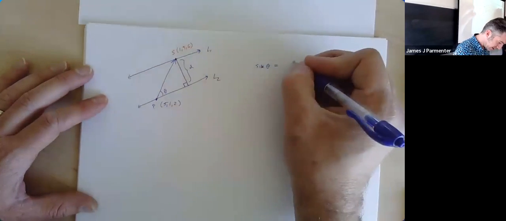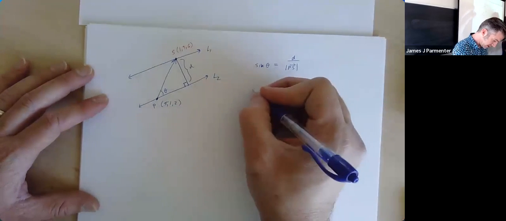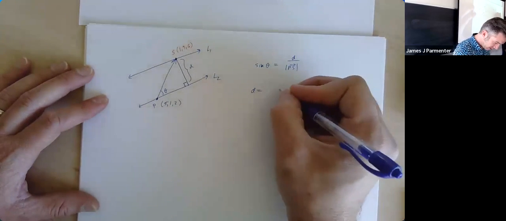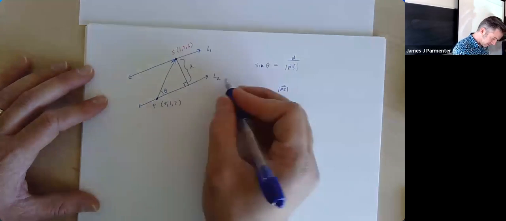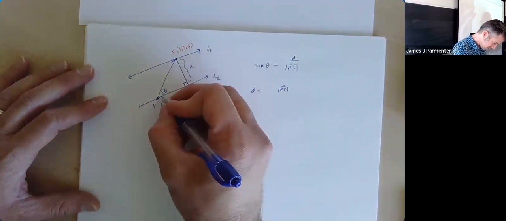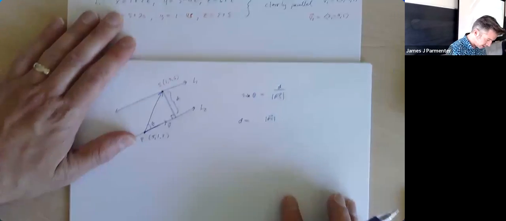So sine of theta is d divided by the magnitude of PS. And then we know that d is going to equal the magnitude of PS times the magnitude of the vector v, where v is just the 2, -4, 1, which you can't see up there.